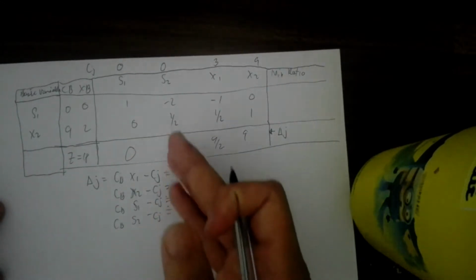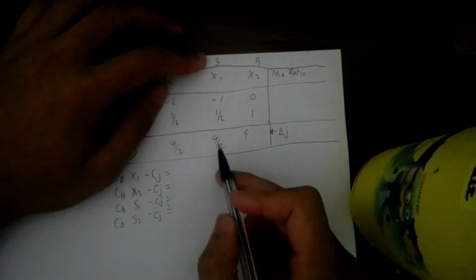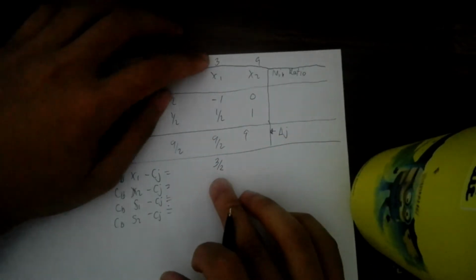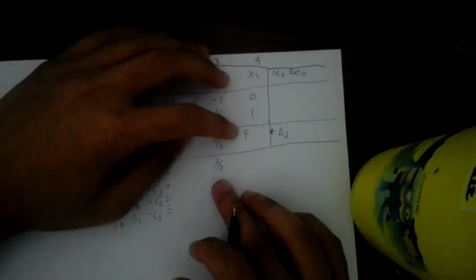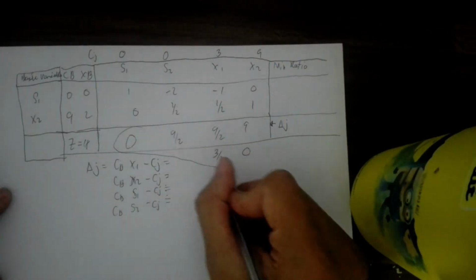So 0 minus 0 is still 0. 0 minus 9/2 minus 0 is still 9/2. 9/2 minus 3 is equal to 3 halves, and then 9 minus 9 equals 0. So this will be our new delta J right here. These guys right here.